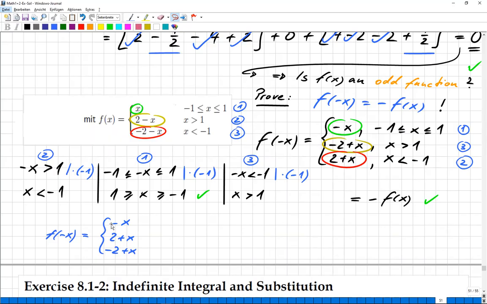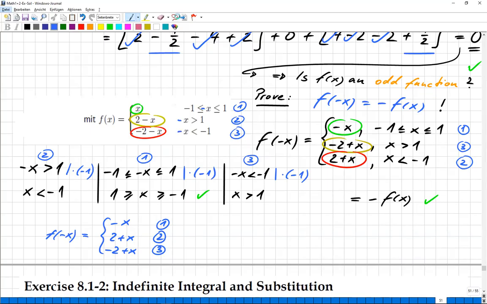If this were the correct result, and if it held for our intervals 1, 2, 3, which are, don't forget, the middle interval, right interval, left interval, this would not be a proof. It would actually be a contradiction to our demand that f of negative x should be negative f of x, because 2 plus x is not the negative of 2 minus x, not at all. Neither is negative 2 plus x the opposite of negative 2 minus x. But the point is, I must also replace x with negative x here, and here, and here.